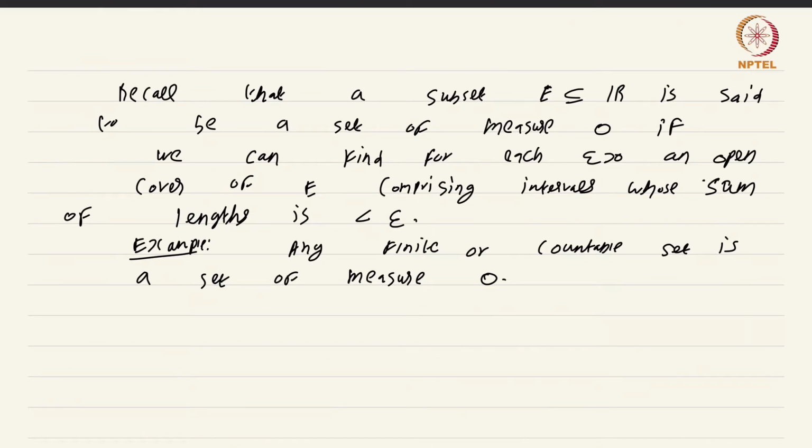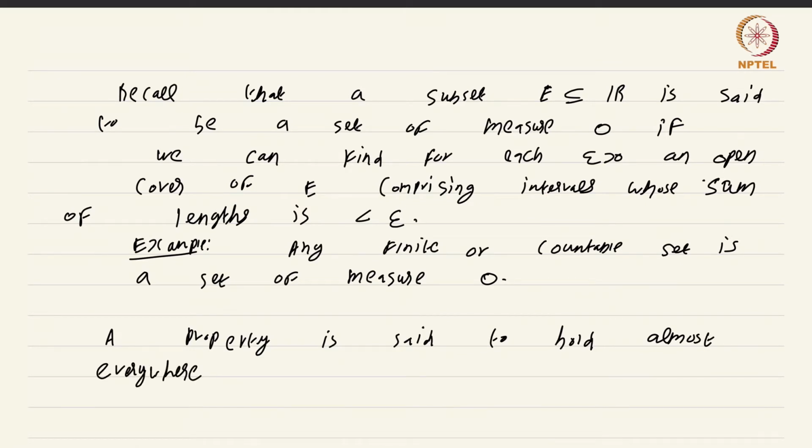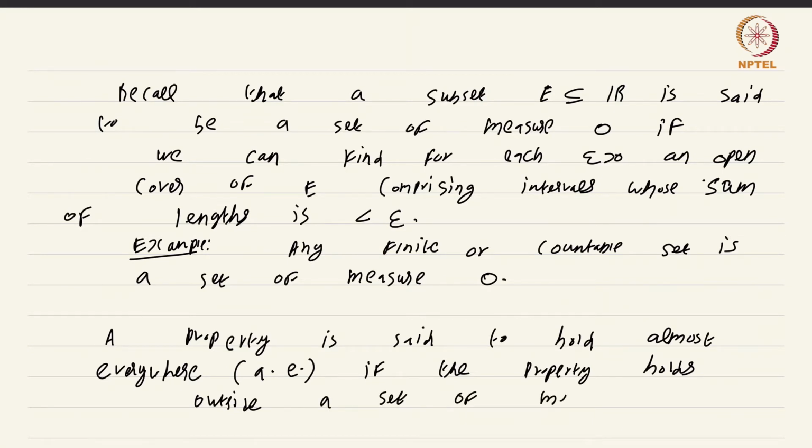Now one other definition: a property is said to hold almost everywhere. As mathematicians are very lazy, almost surely nobody is going to write this almost everywhere in full detail. We will just abbreviate it to AE. A property is said to hold almost everywhere if the property holds outside a set of measure 0.